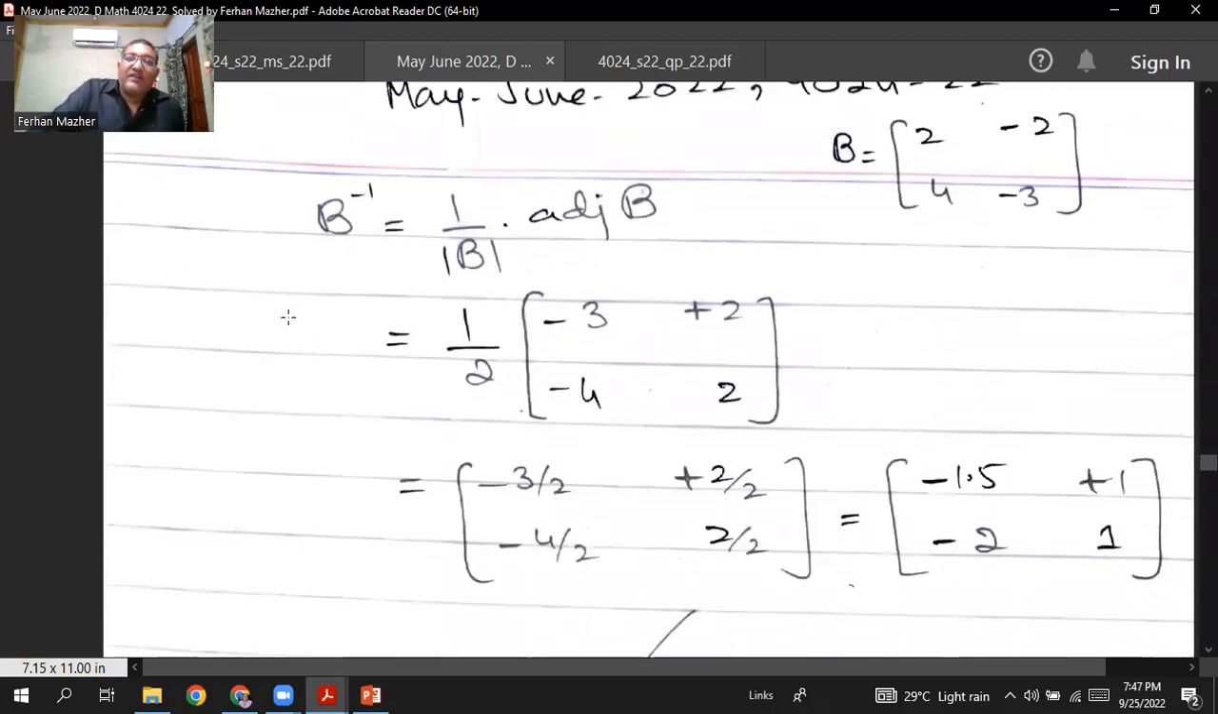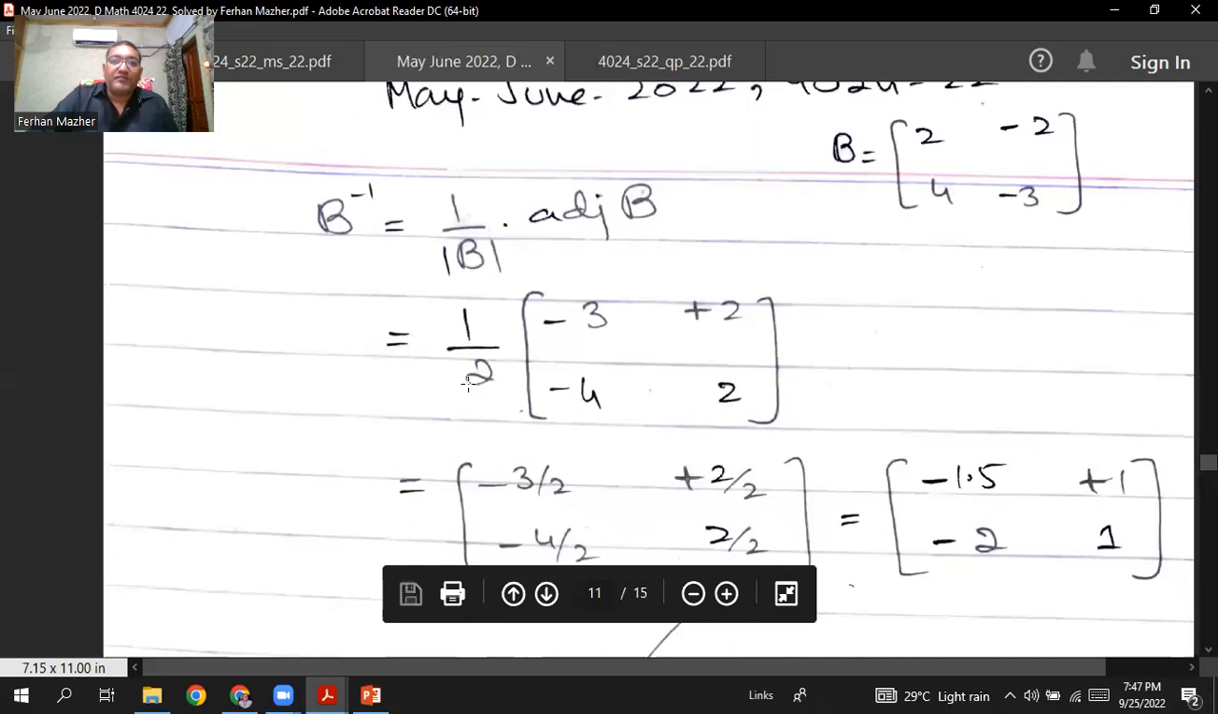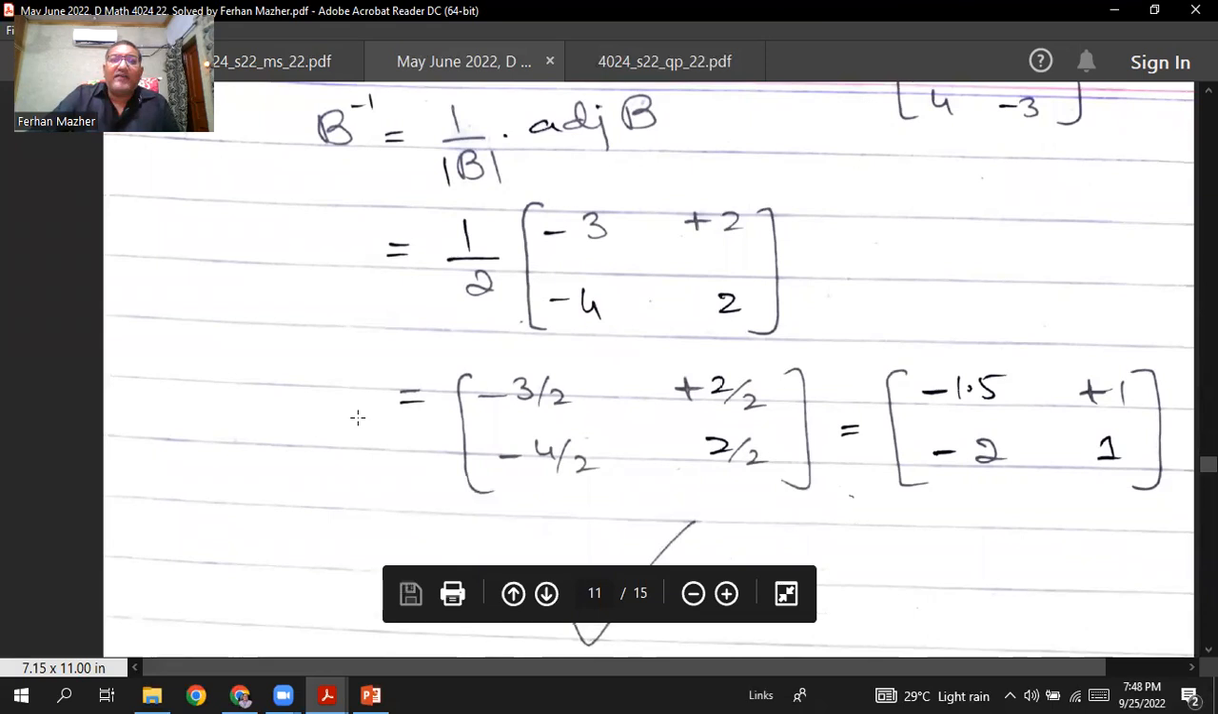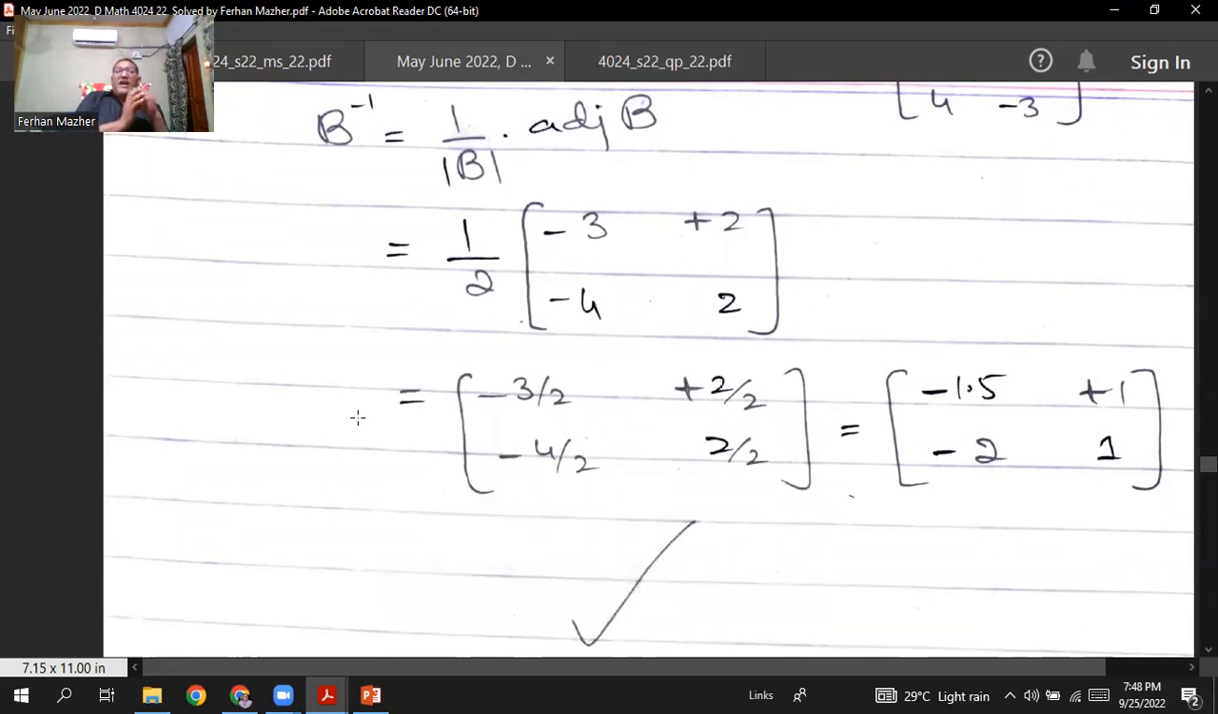You know, the inverse of the B will be equal to 1 by B determinant times adjoint of B. So 1 by 2, the determinant we already know is 2. So 1 by 2, and the adjoint of B, I will change the position of these two members, and I will change the sign of these two members. That's the adjoint of B. So it will become minus 3, 2, minus 4, and 2. So divide all the members with the 2. So the final answer will be minus 1.5, 1, minus 2, and 1.